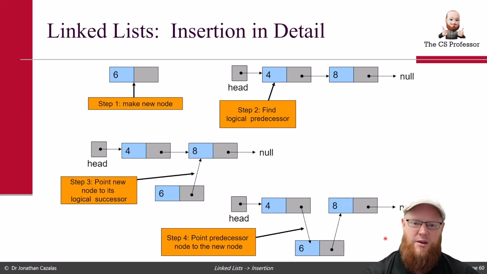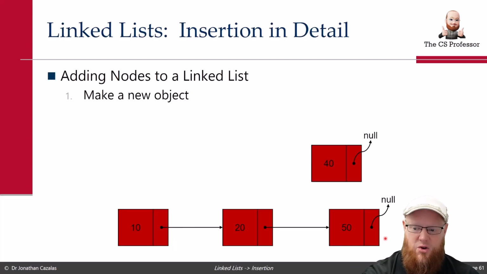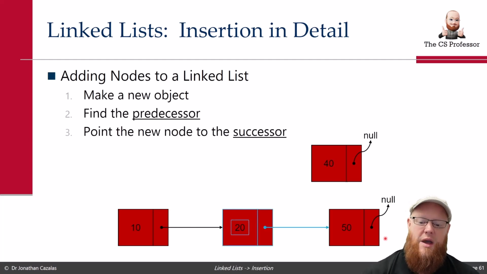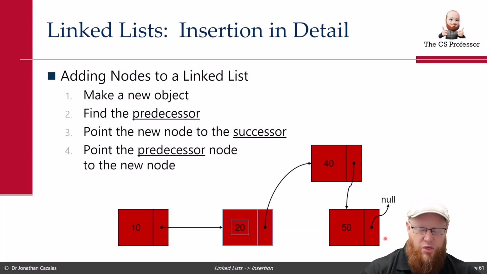At the beginning of this video, I said I'm going to plant a seed, saying that we have to go in those exact steps. We have to make a new object. We have to find the predecessor, which here's the 20. We have to point the new node to the successor, and then we need to point the predecessor to the new node. Those are the 4 steps, and I said that steps 3 and 4 have to go in that order, and I said, think about what would happen if you reversed the steps 3 and 4.